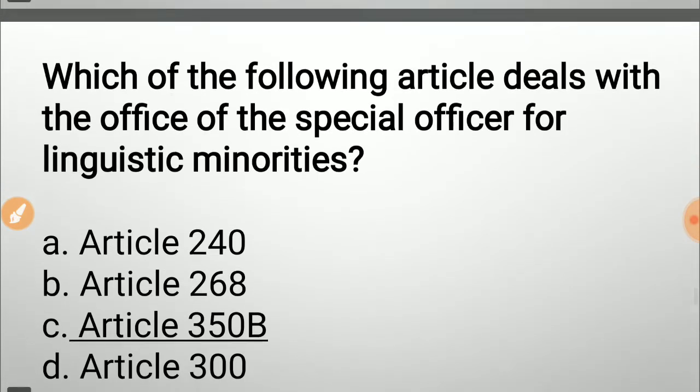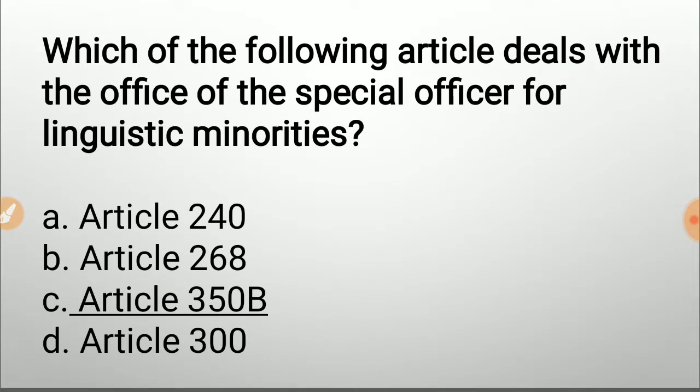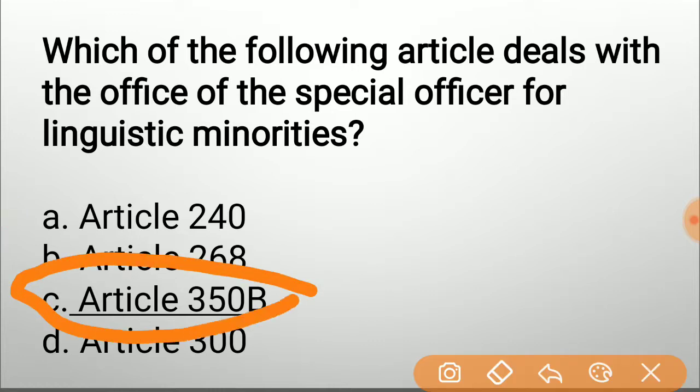Moving on. Which one of the following article deals with the office of the special officer for linguistic minorities? So this is a rarely read topic by many aspirants. The term here is special officer for linguistic minorities. So this is a definite position created for a special officer who surveys the various linguistic minorities, their populations, which languages are being spoken, and he also submits a report to the president. He does a study, you can say, and he compiles a report about the various stats, various facts related to linguistic minorities, and he submits it to the president under article 350B.